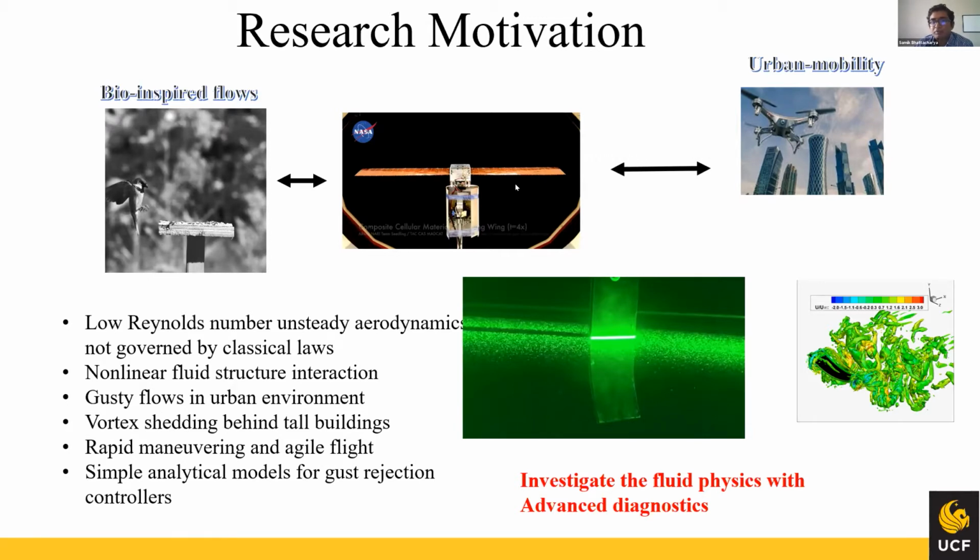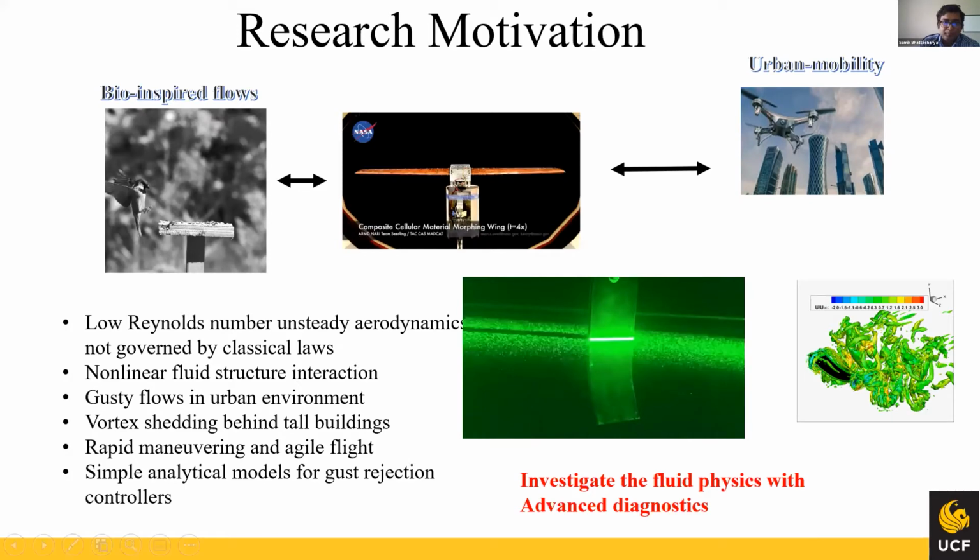Now, why are this type of morphing wings important? Because urban mobility applications are becoming important day by day, and this type of problems we cannot solve with classical aerodynamic laws, because the fluid structure interaction is non-linear. And in this type of urban mobility application, we have gusty flows, vortex shedding from tall buildings. So my aim is to investigate these types of problems with the help of advanced diagnostics.